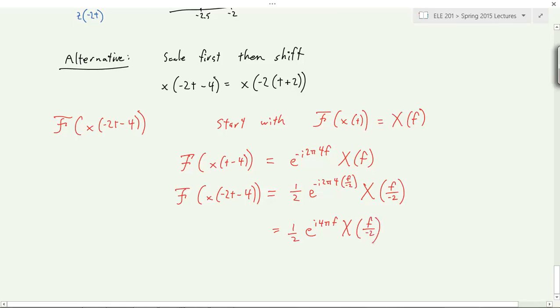Again, I could do this alternate way. I could do my time scale first and then a shift, as long as I switch the shift to be a +2 rather than a -4. And you can, as an exercise if you want, just do the Fourier transform properties and show that you get the same thing if you do it in the other order properly. Okay? All right. Thanks.